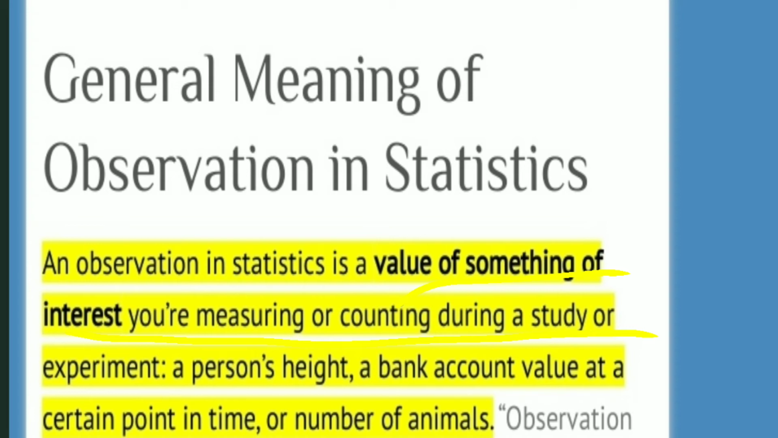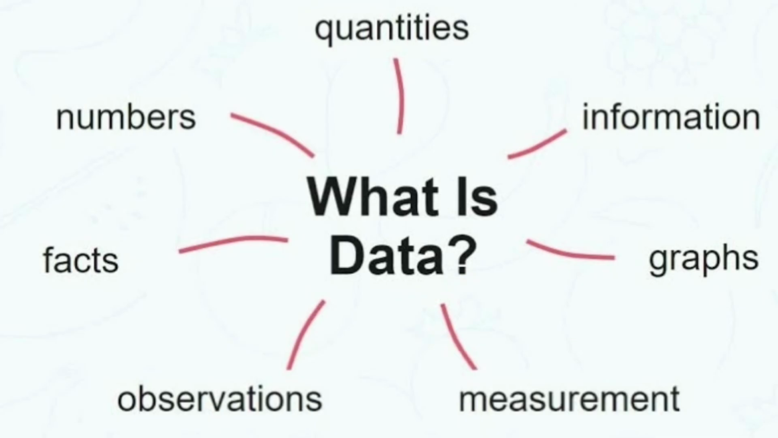Observation means what we can see, what information we get from a newspaper. From the different resources we can obtain different types of information. That will be considered observation. All collection of the information and observation will be considered data. How many types of data are there? Data is quantities, numbers, facts, observations, measurements, graphs, information. When there is a collection of information, that will be considered data. All collection of information, what we can see, what information we get from different resources, will be considered data.